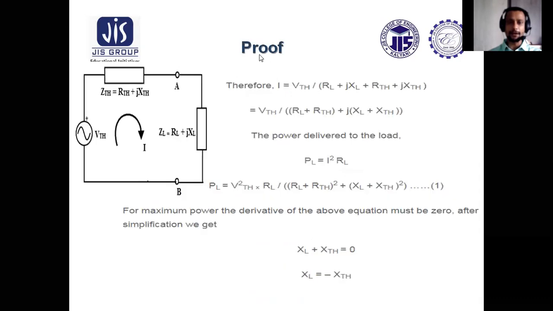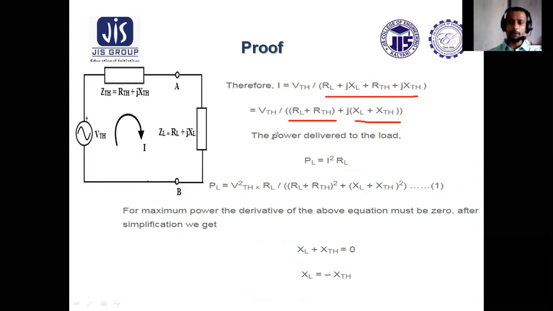Now let us substitute the values. So I equals VTH by RTH plus jXTH plus RL plus jXL. So the real parts will be added and the imaginary parts will be added together. So finally we will get RTH plus RL plus j into XTH plus XL.